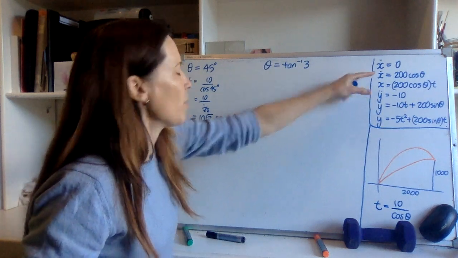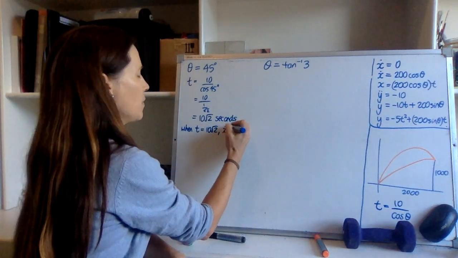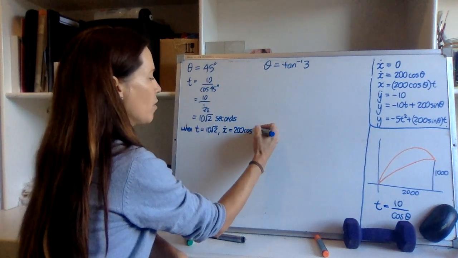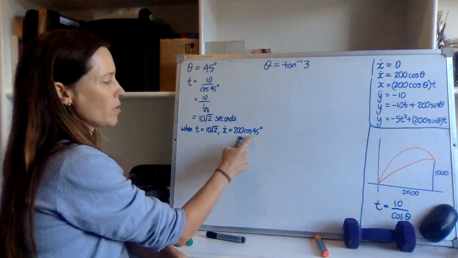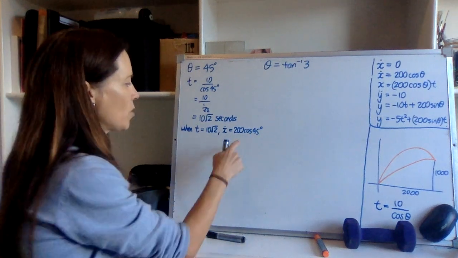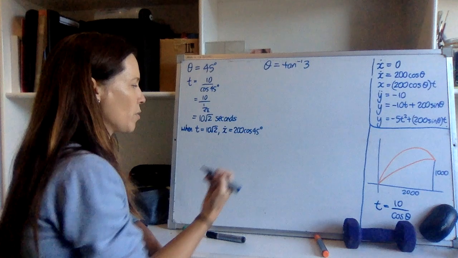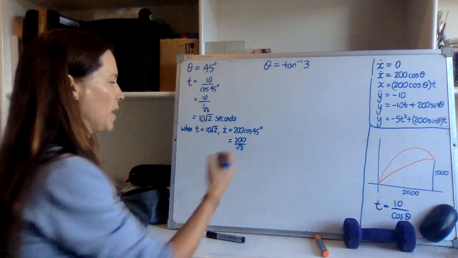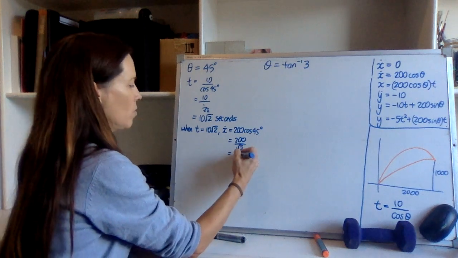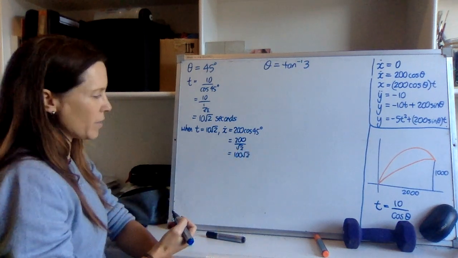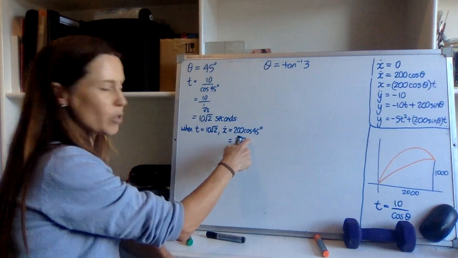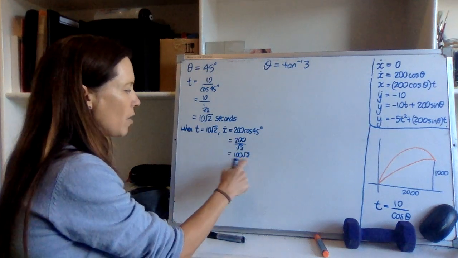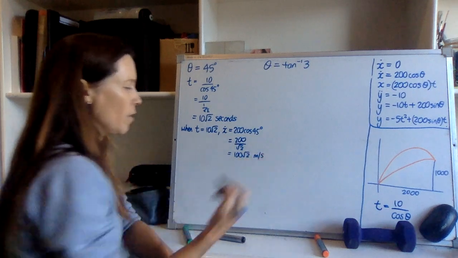Well, our x component of velocity is always the same. It's 200 cos of theta, which in this case is cos of 45 degrees. And the cos of 45 is 1 over root 2. So I've got 200 times 1 over root 2, which is like this, but perhaps a little bit easier to think about if we rationalize the denominator. That'll give us 200 root 2 over 2, which is 100 root 2. So this is the horizontal component of the velocity.